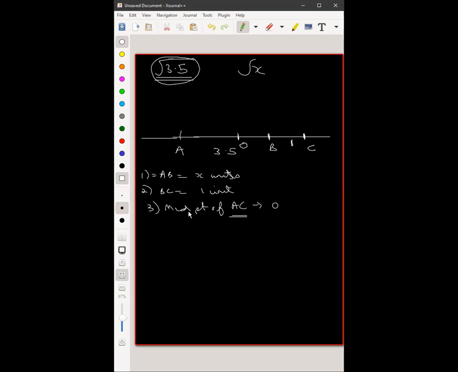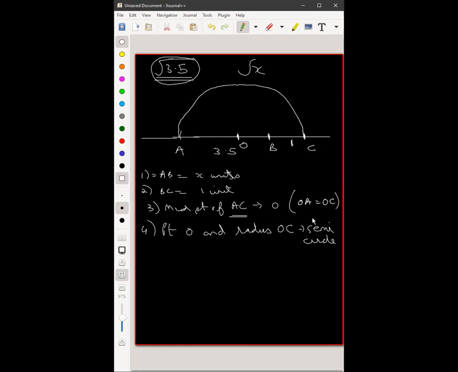Now what we do is, taking our point as O and radius as OC, we make a semicircle. Obviously, it will pass through A and C because OA is equal to OC, right? If I make OC as the radius and make a semicircle, definitely it will pass through A, right?